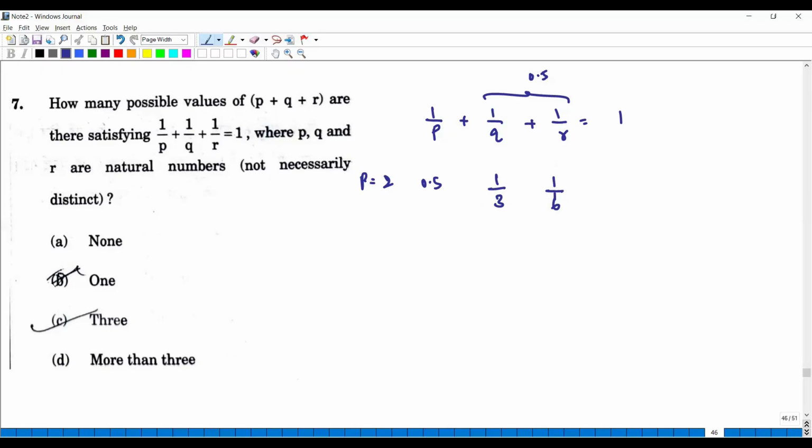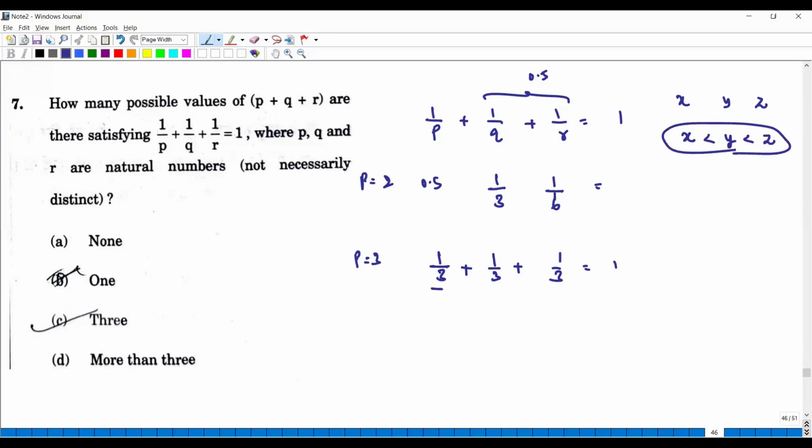Then after, you can put P equal to 3. 1 by 3. You can't put 1 by 2. You can put 1 by 3, 1 by 3, because 0.33, 0.33, 0.33 adds to 1. Always try to put it in descending order or equal. When you're putting x, y, z, it should be less. 0.3 means it will not be more than 0.3. It should be less than or equal to 0.3.